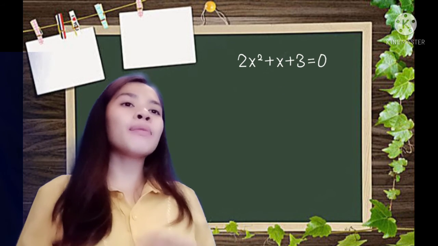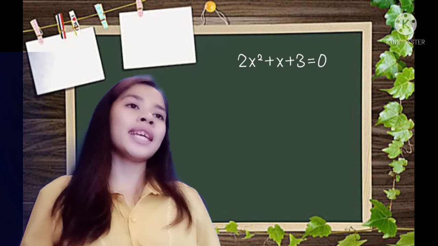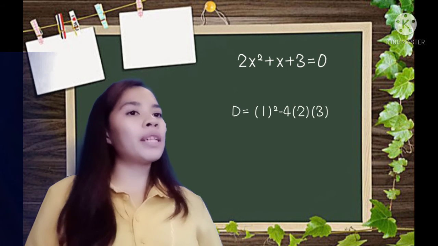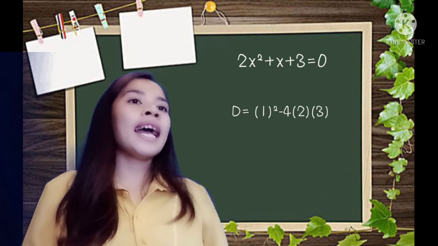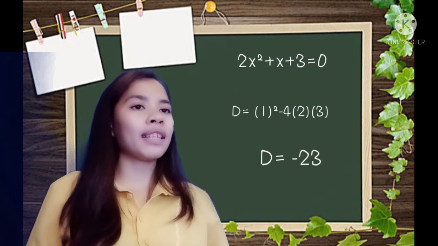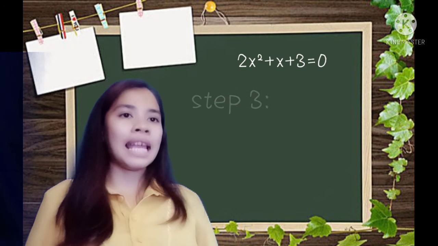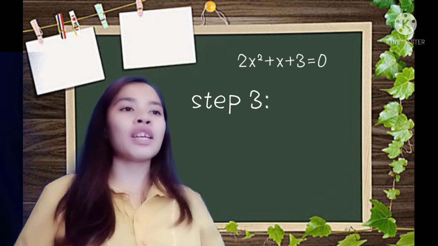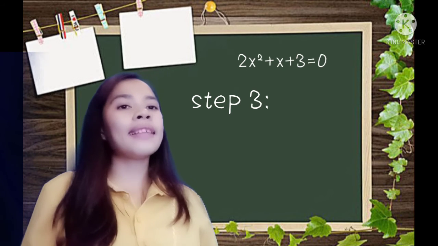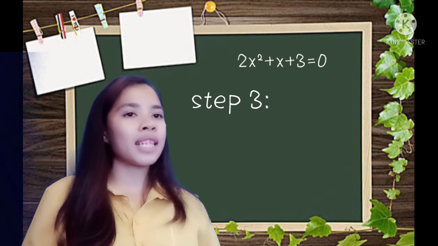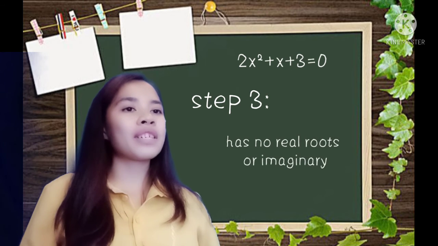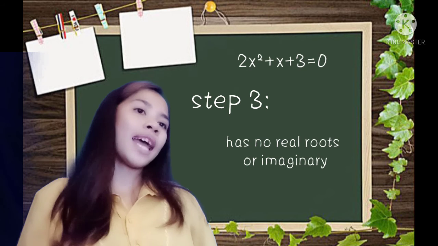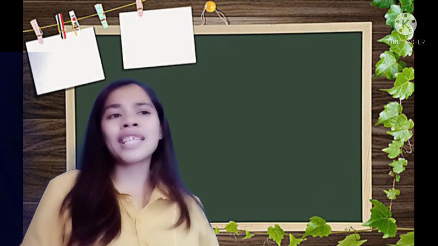Step 2: substitute the values of a, b, and c into the discriminant formula. That gives us 1 squared minus 4 times 2 times 3, which gives us a discriminant of negative 23. Step 3: describe the nature of the roots. Since the discriminant value of the equation is less than 0, the equation 2x squared plus x plus 3 equals 0 has no real roots, or the roots are imaginary. To check, solve for the roots of 2x squared plus x plus 3 equals 0 using the quadratic formula.